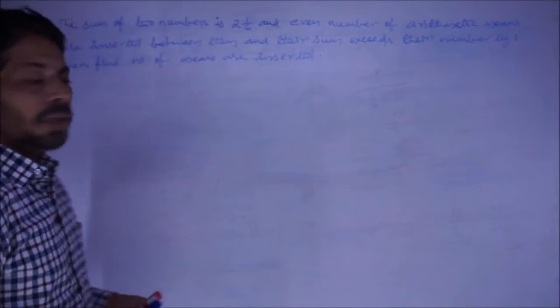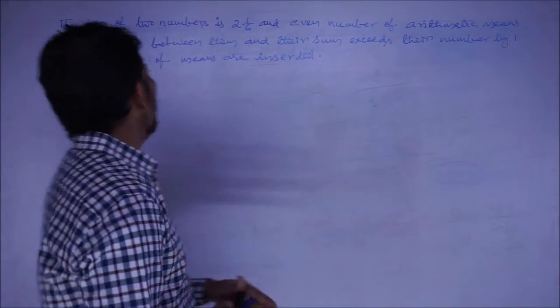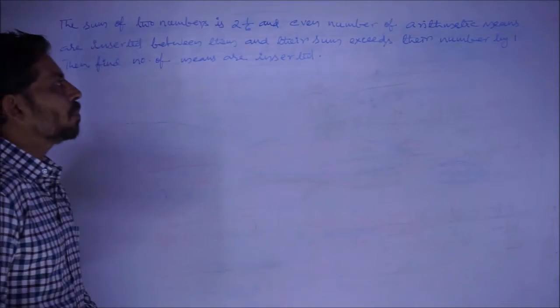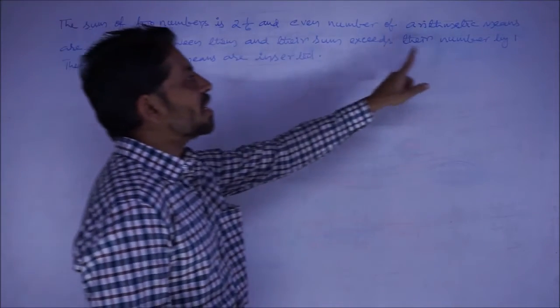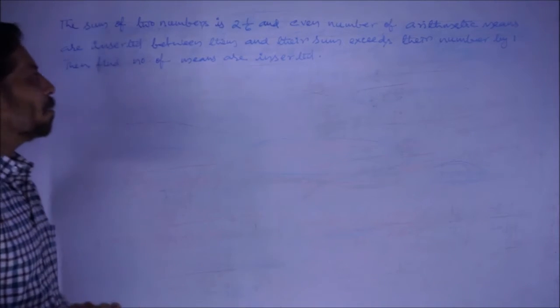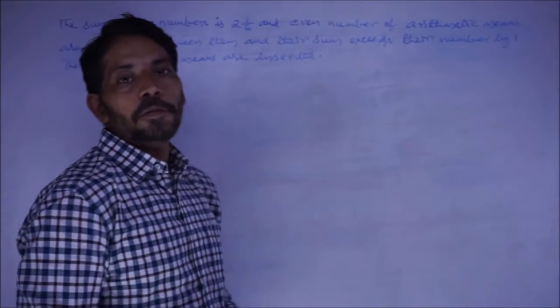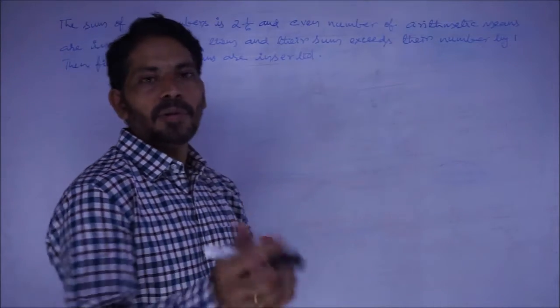The sum of two numbers is 2 1/6, and an even number of arithmetic means are inserted between them. Their sum exceeds their number by 1. Then find the number of means inserted. Now before proceeding further, first we need to know the sum of arithmetic means inserted between two numbers.